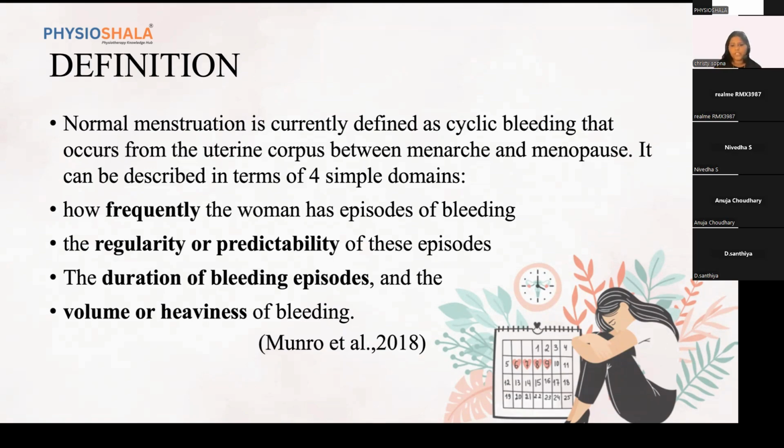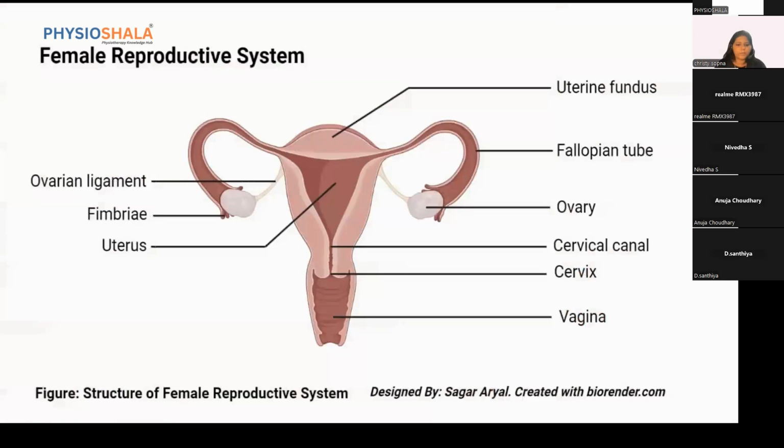So we can tell a woman is getting irregular menstruation through these four domains. First one is frequency, next is the regularity or predictability, next is the duration of the bleeding, how many days she is getting her bleeding, and the last one is volume or heaviness.